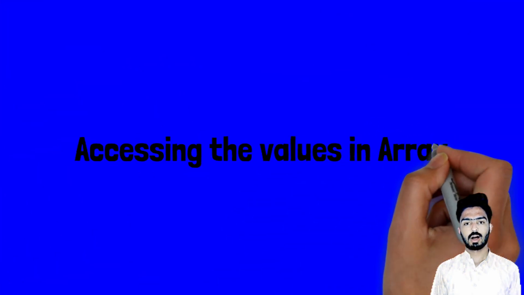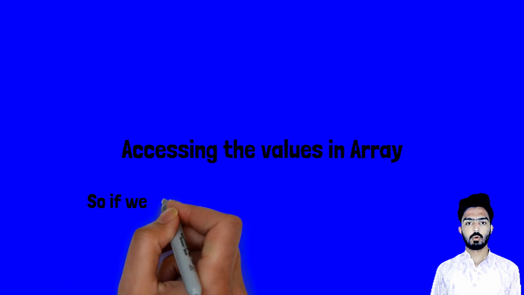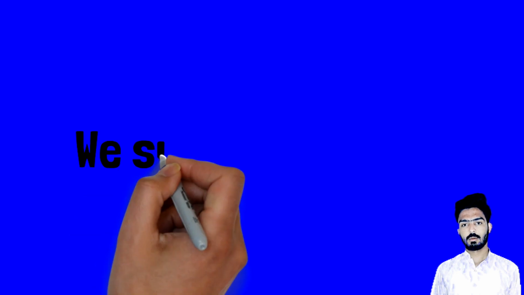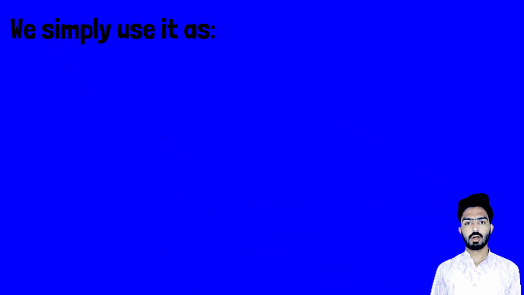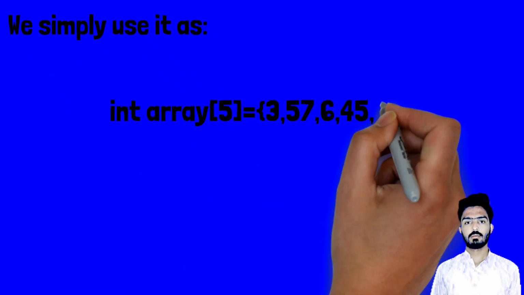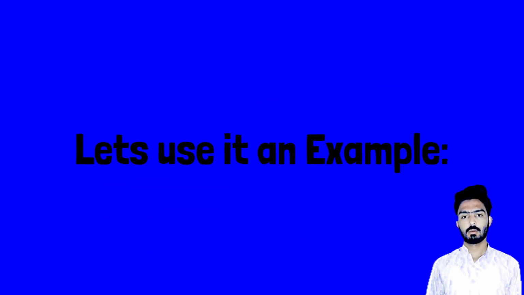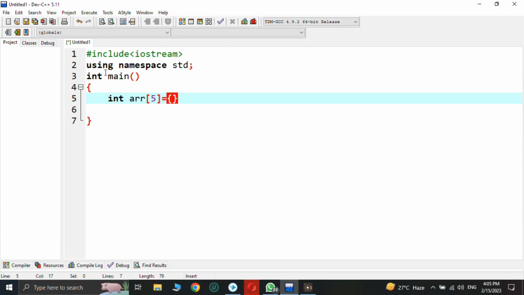Accessing the elements in an array. If we want to use the value at any location or index, we simply use it like this. Here we have an array having 5 elements. Here is the location of every value. Let's see an example of it. Here we initialize the array with values.